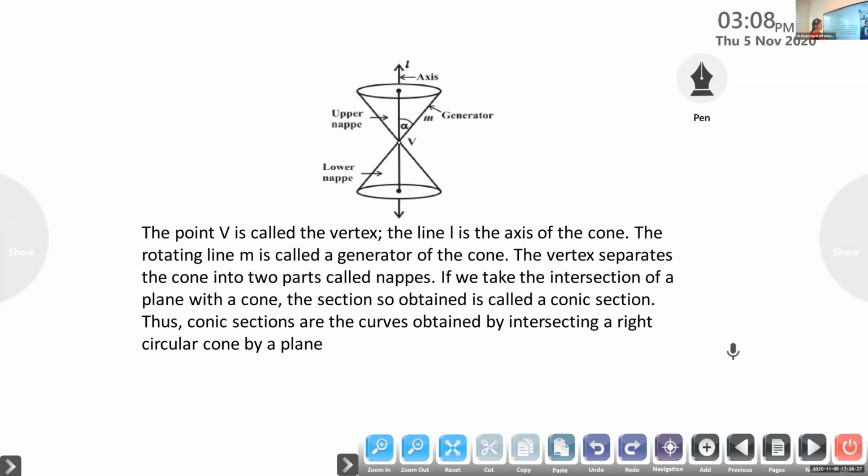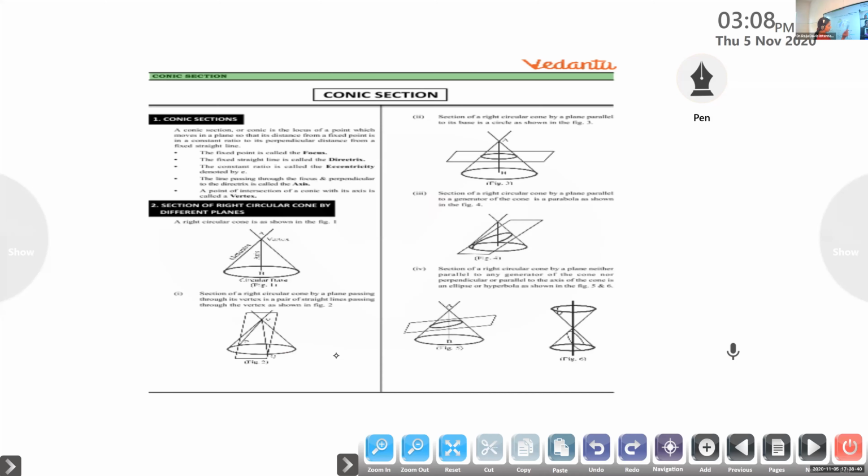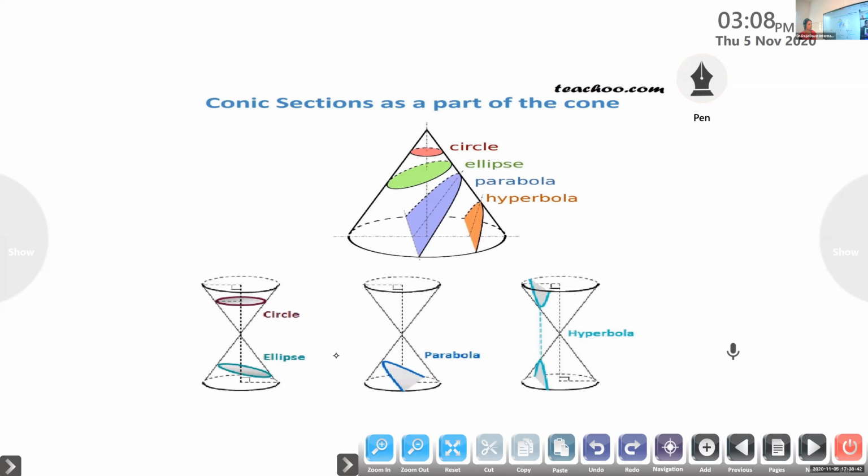Once we get the cone, we intersect it by a plane. We intersect the right circular cone by a plane, so we will get different sections of a cone. So these are the four different sections. Which are the different sections?